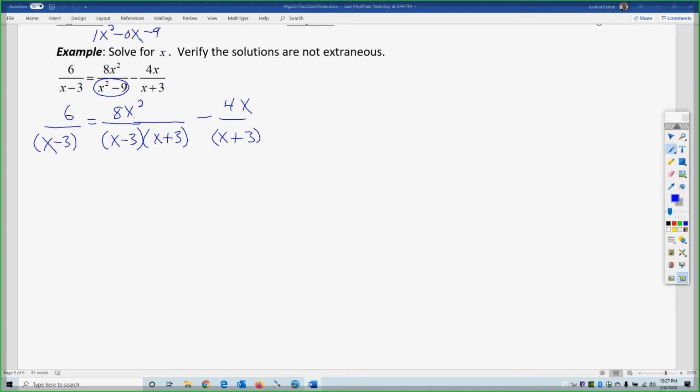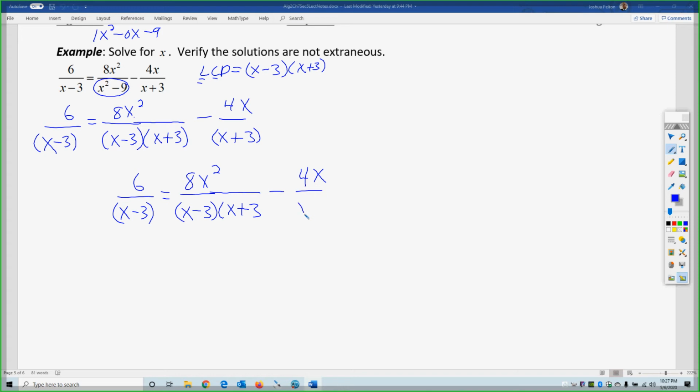Okay, so lowest common denominator, they have an x minus 3 in common and an x plus 3 in common, but there's nothing left over after those. So I'm going to shift this over to the right a little bit. So I have 6 over x minus 3 equals 8x squared over x minus 3, x plus 3, minus 4x over x plus 3. And we'll put the brackets in.